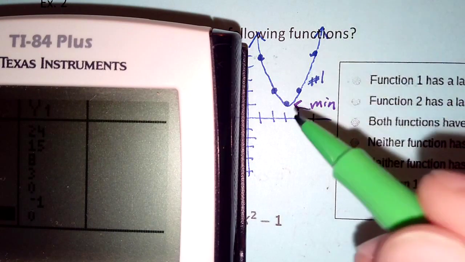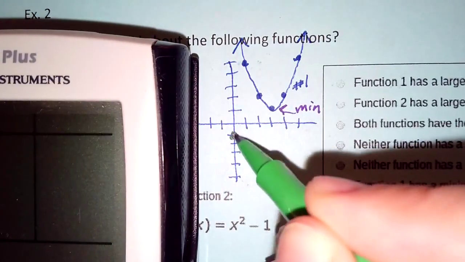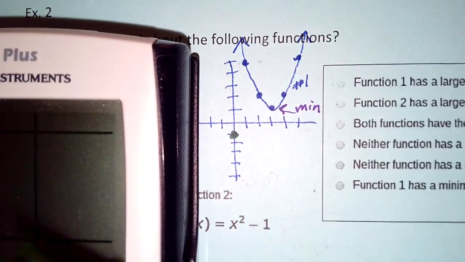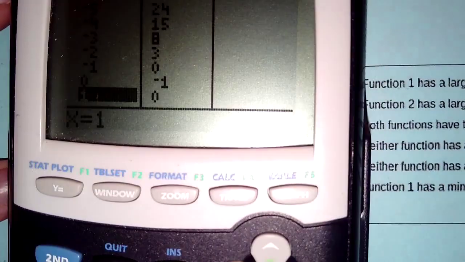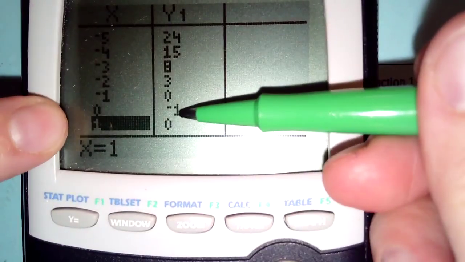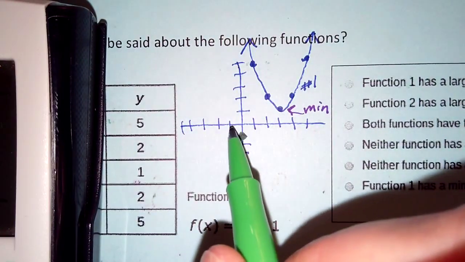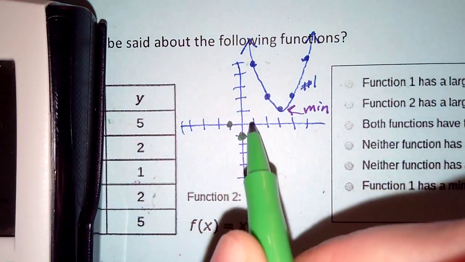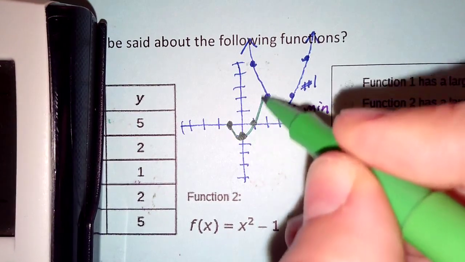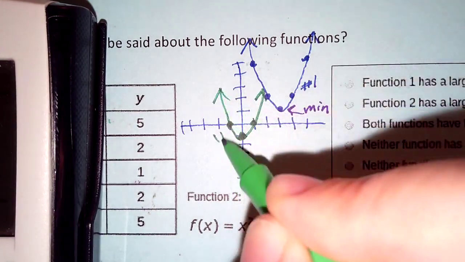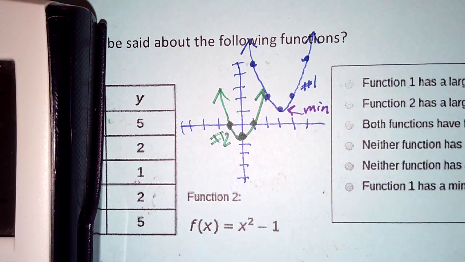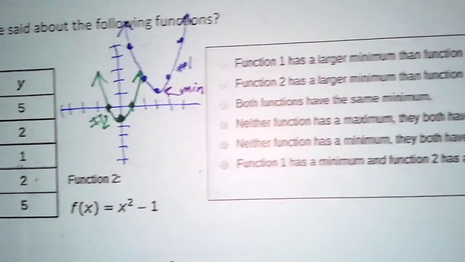So I've got 0, negative 1, and I just found the turnaround point on my graph, so I found the vertex is right there, 0, negative 1, and I'm just going to graph a couple points on each side. So it goes here and here. I'll just plot those other 2 more. That's number 2. So yes, they both have a minimum.